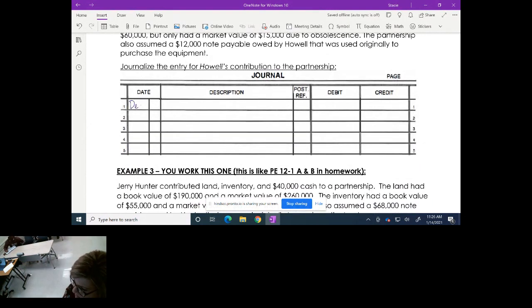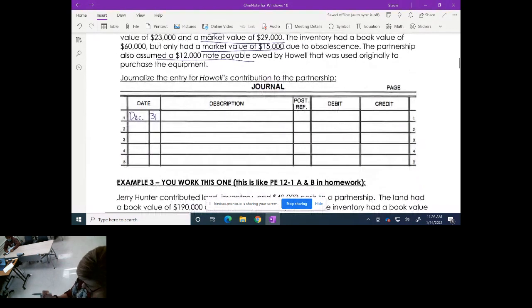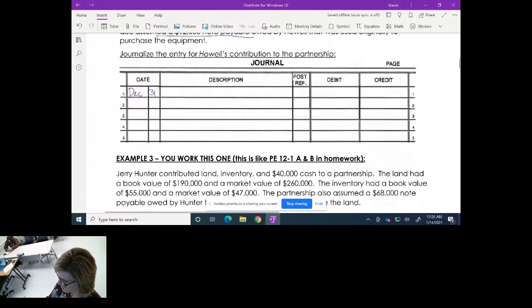All right, so December 31. We got cash. That's easy. And then equipment, you're going to look at the market value. And inventory, we're going to take market value. And then we have to pick up this note. Okay, so just make sure you address everything that they give you. Cash, equipment, inventory.